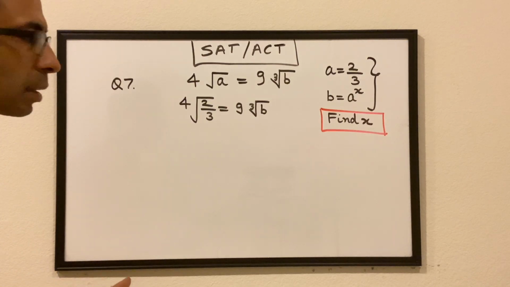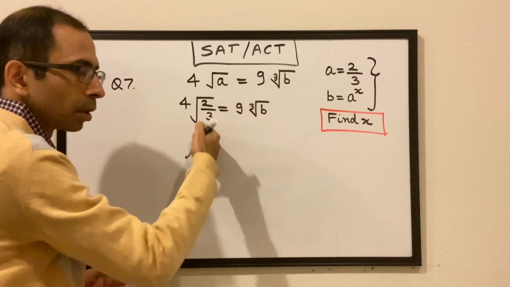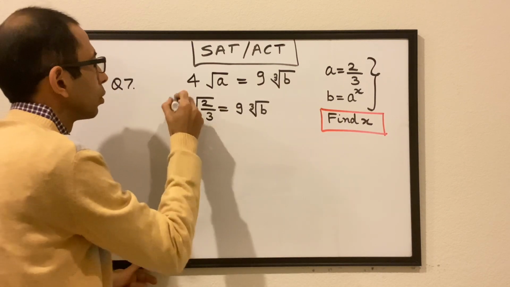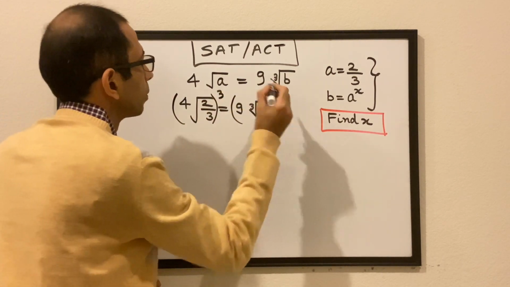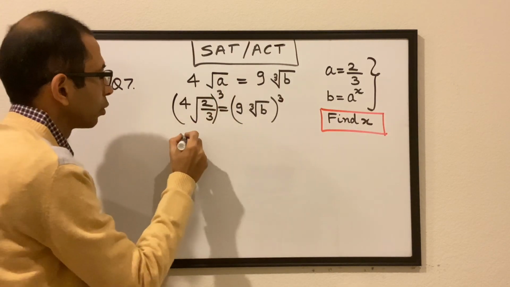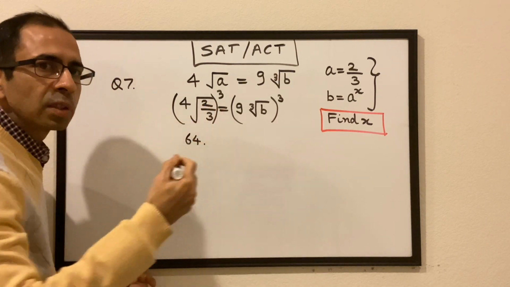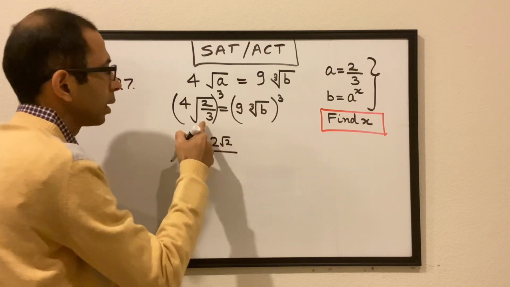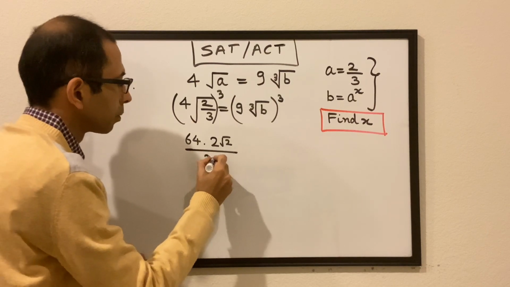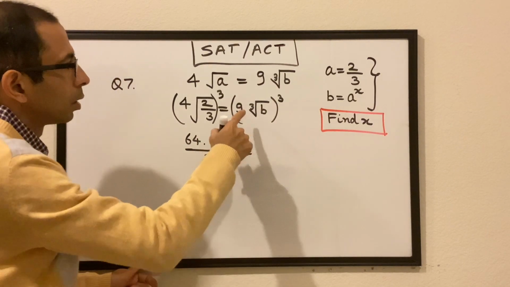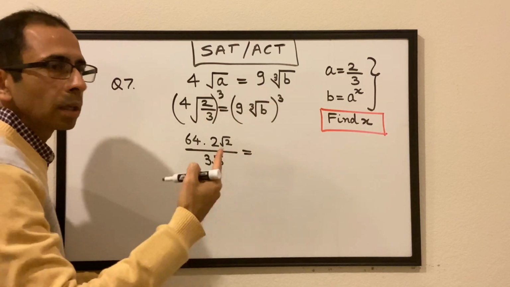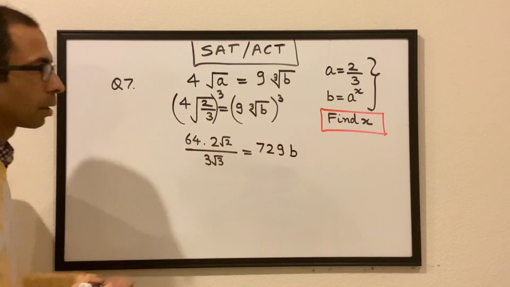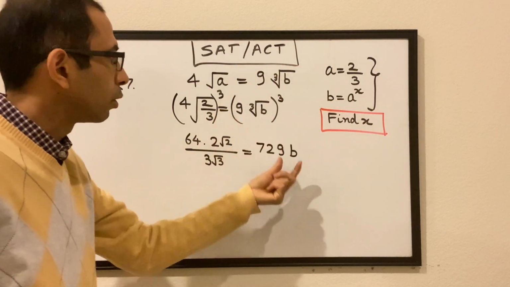Now the first thing which comes to our mind is that if we have to find the value of b, we have to cube root both sides, because it's a cube root. So we have to cube both sides. So we cube both sides, okay, and we get 4 times 4 times 4 is 64, and root 2 cube is like root 2 times root 2 times root 2, which is 2 root 2. Similarly, root 3 cube would be 3 root 3 is equal to 9 cube. 9 times 9 is 81. 81 times 9 is 729. So 729 b, correct? Because cube of cube root of b would be b, right?